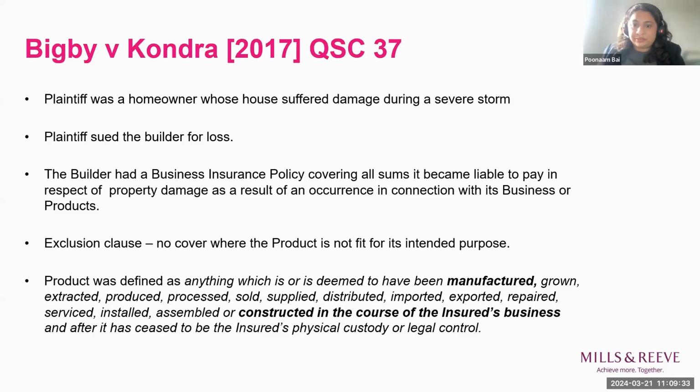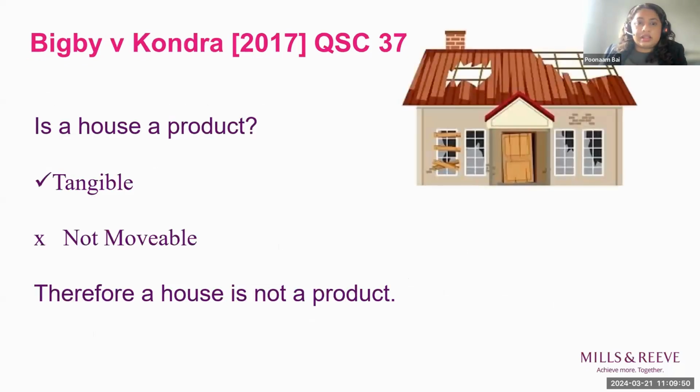And as you can see from the definition of product, this was something similar to Adana. It is anything which is manufactured, constructed in the course of the insured's business. In this case, the court applied the principle set out in Adana, which is the next slide. Therefore, while the house was tangible, it was not movable and therefore not a product.